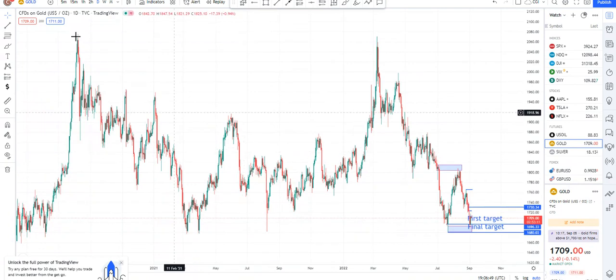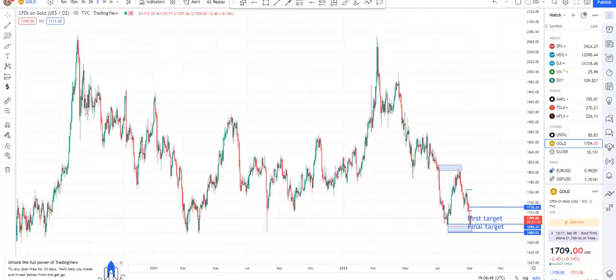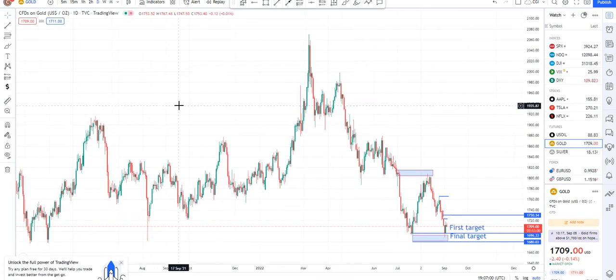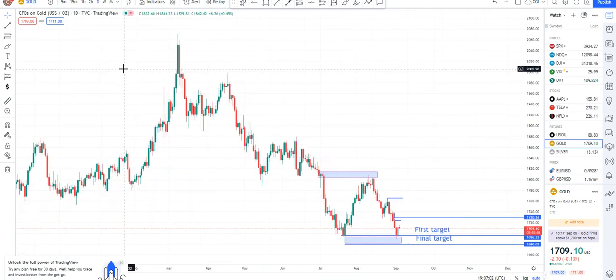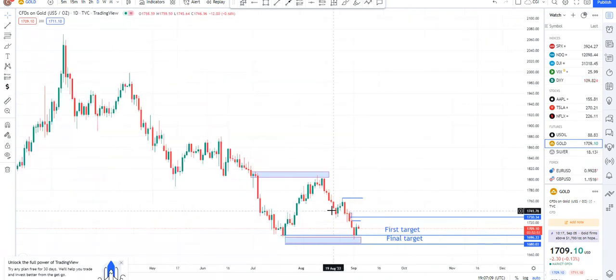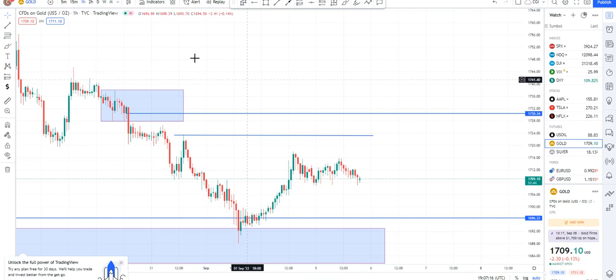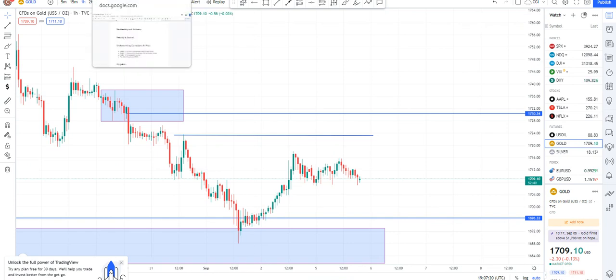You want to see where was a good place to enter the market, which areas were high probability areas to enter the market. That's basically what you want to check. Backtesting is not what you should do all the time.